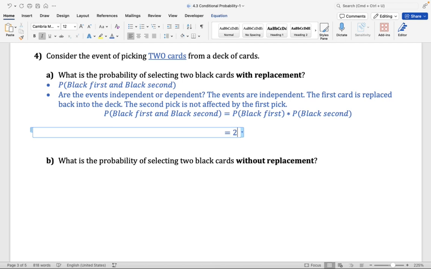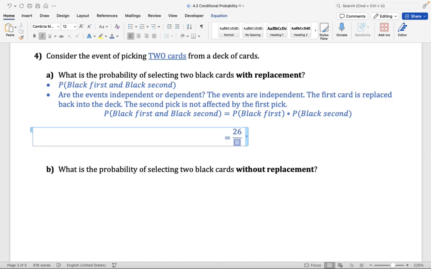So what is the probability of picking a black card first? Well, we have 26 black cards. We're going to divide 26 by the possible number of outcomes in the sample space, which is 52. 26 divided by 52 is the probability of selecting a black card.